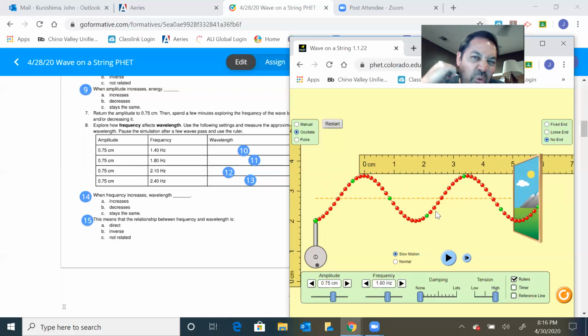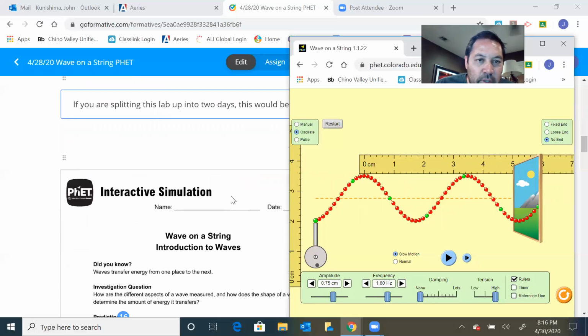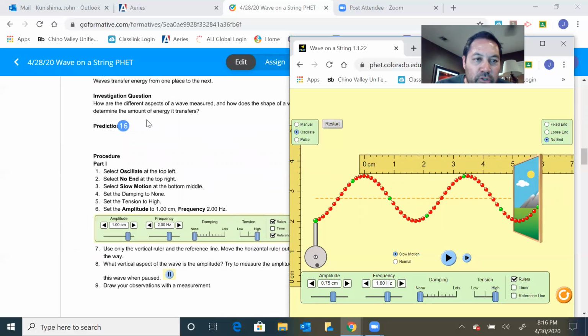And so this is what we would call an inverse relationship. That's a question that you're going to get later on. A direct relationship means if one goes up, the other goes up. And inverse is one goes up, the other goes down, or if one goes down, the other goes up. So this one is an inverse relationship. Let me move down, and again, make sure you're answering all of the questions. Make a prediction on number 16.